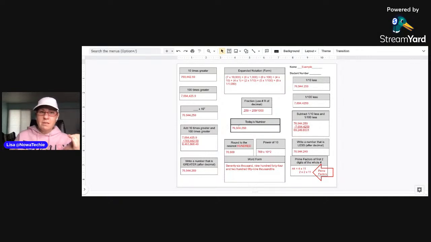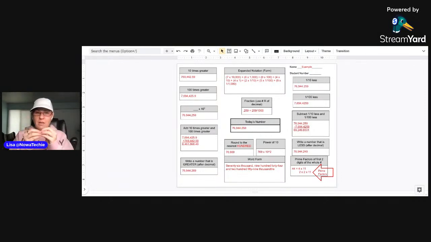It's those middle ones, as you well know, that are really difficult for kids to start to get and understand. And then have them write that number as a power of 10. And then have them write the number that's after the decimal as a fraction. That helps them to start to see, oh, it is 259 thousandths. Oh, 259 out of 1,000. So it's not.